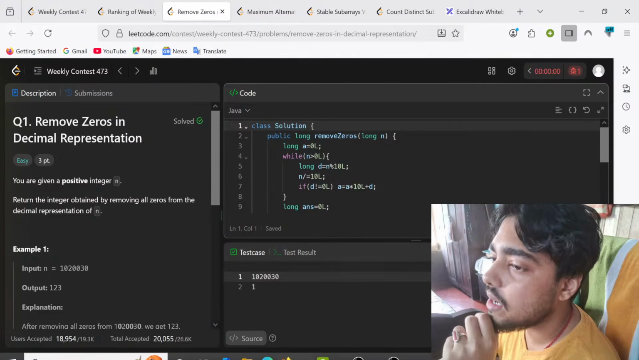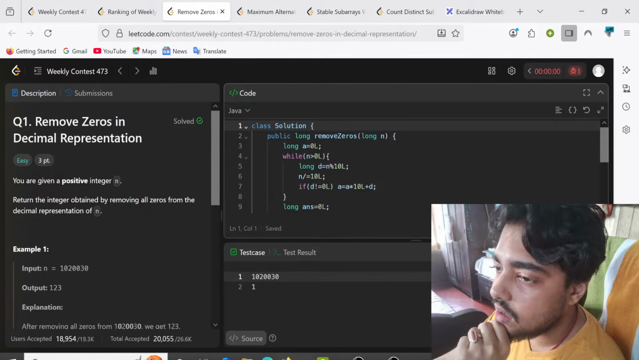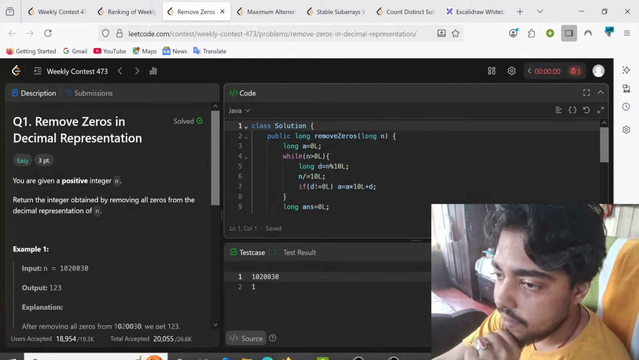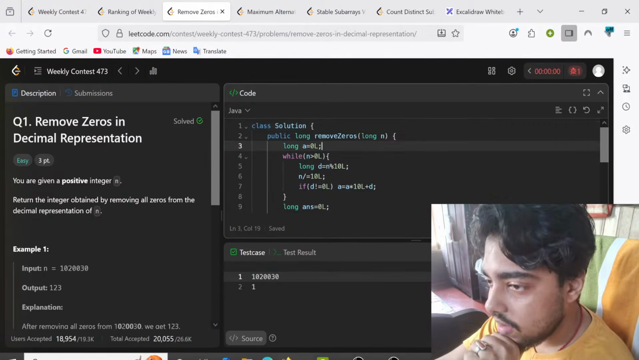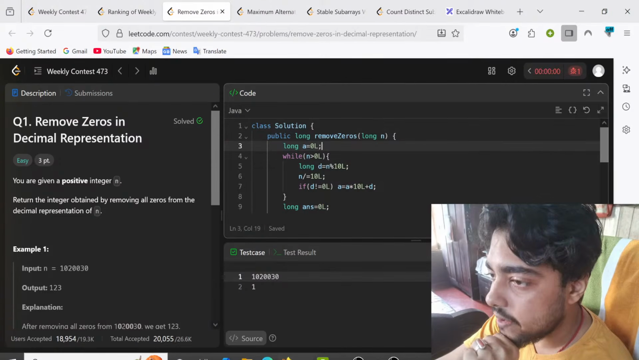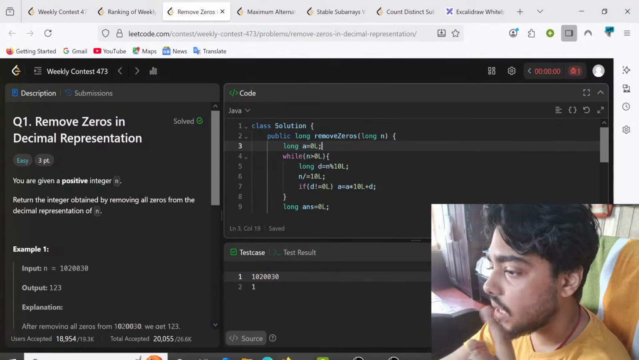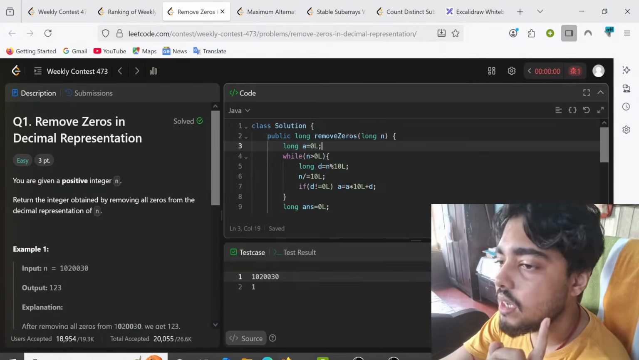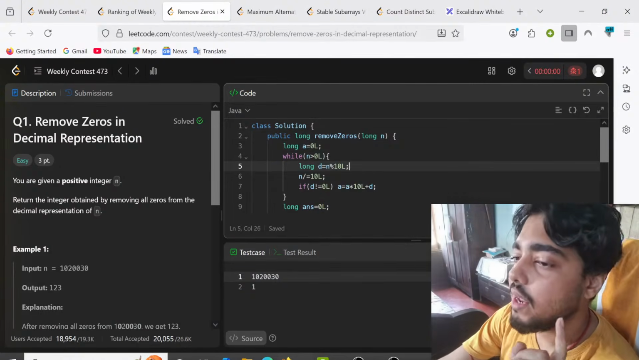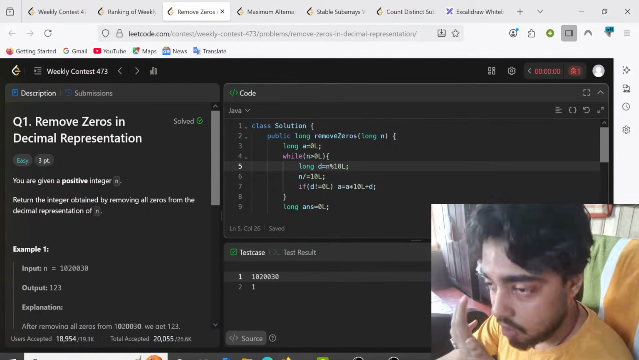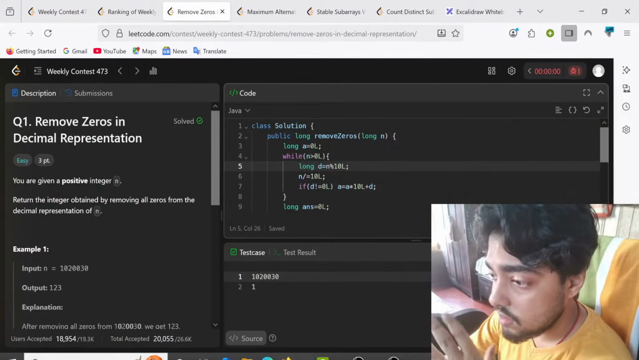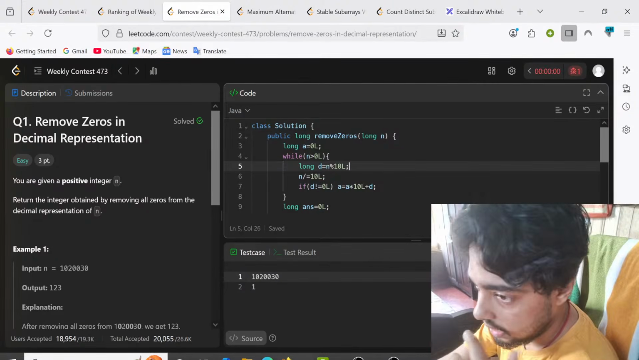If you look at this code, it is very simple. I'm taking a temporary variable a in which I am putting the number in reverse, and when I'm putting the number in reverse, I'm removing all the zeros in it. That is, I'm taking all the digits of it, and if the digit is not equal to 0, then only I'm putting it into a.